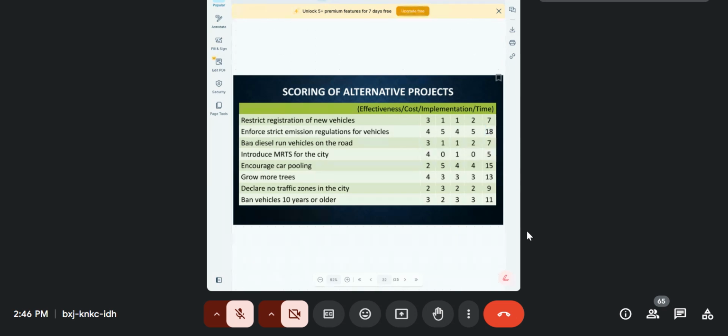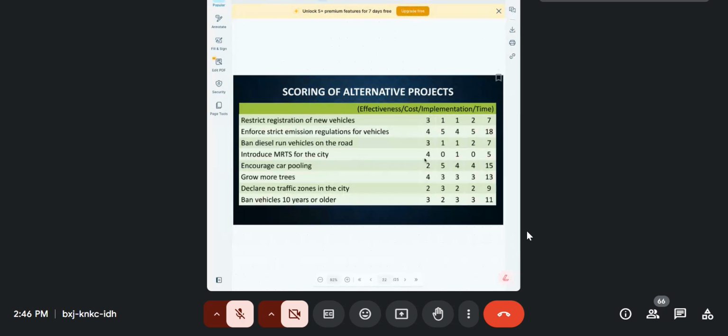Then ban diesel vehicles on the road. We give effectiveness a score of 3, and then cost a value of 1, implementation a value of 1, and time a value of 2. And we continue so on for all the projects.